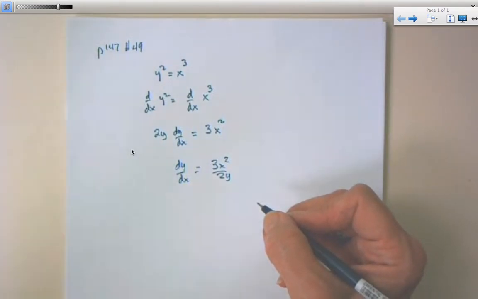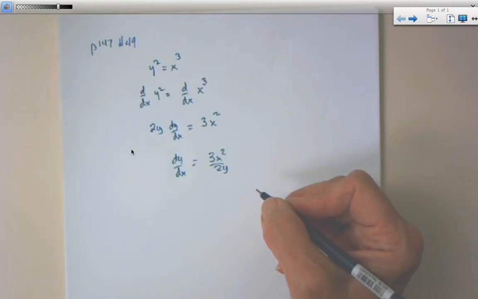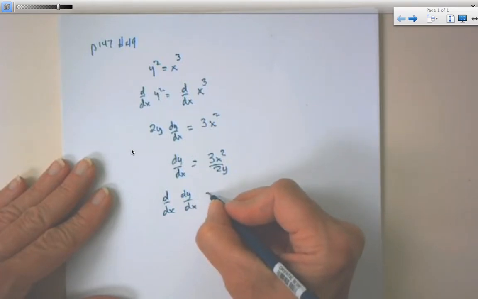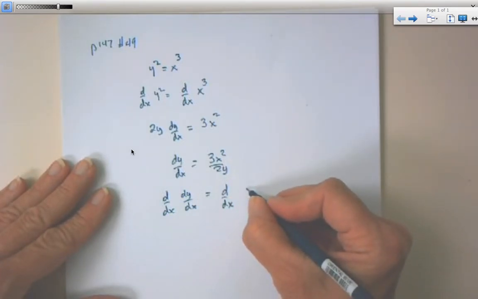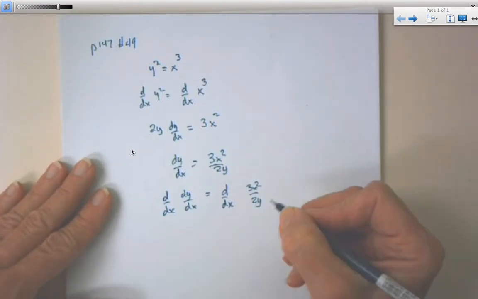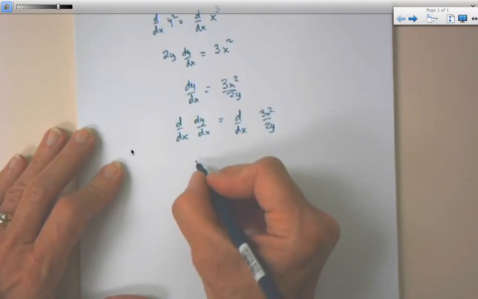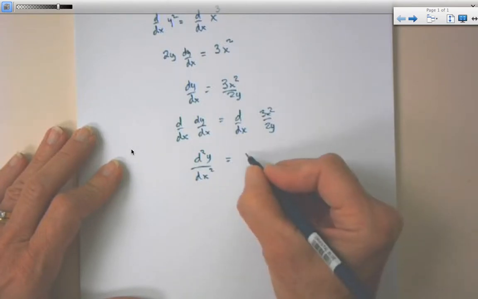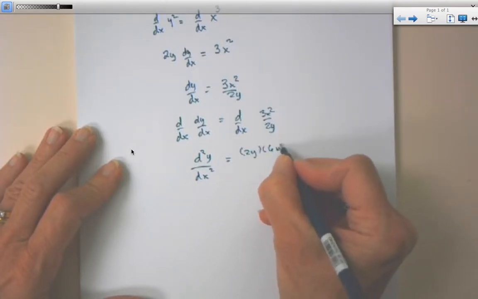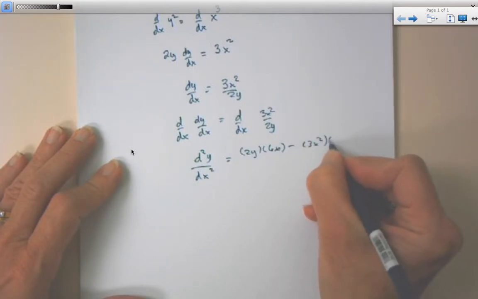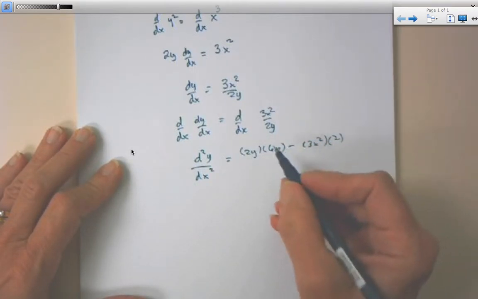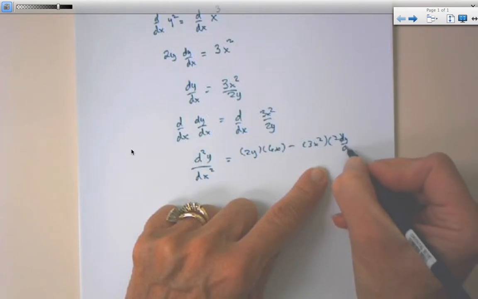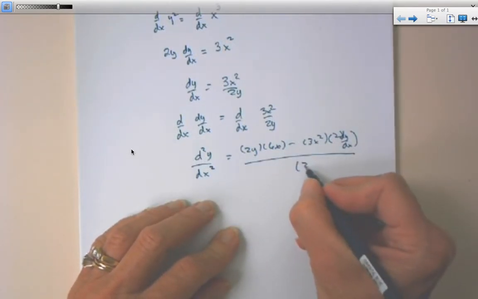Now, it asked me to find the second derivative, so I've got to do it again. So put your d/dx in front of each term, and I'm going to use the quotient rule now. So the second derivative of y with respect to x equals the denominator times the derivative of the top, minus the top times the derivative of the denominator, so I need a dy/dx here, all over the denominator squared.